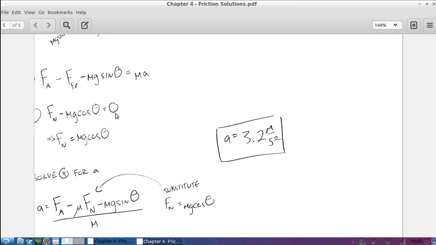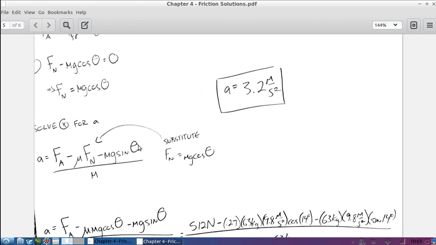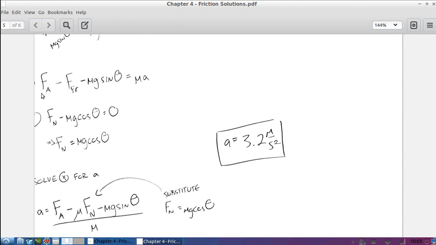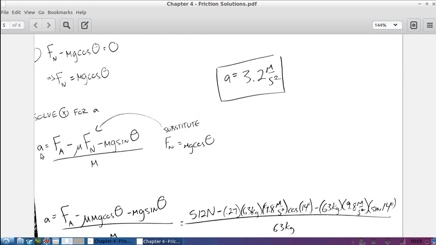Again, no acceleration in the y direction. So I've got an expression for the normal force. Again, I'm being a very good physics student here. I'm substituting my expressions in first, before I plug my numbers in. So I've got an expression for the normal force in terms of things that I know, mg cosine theta. So solve Newton's second law in the x direction for the acceleration. Not too bad, just got to divide both sides by m, and the acceleration is this expression right here.